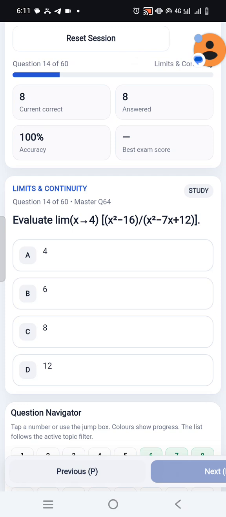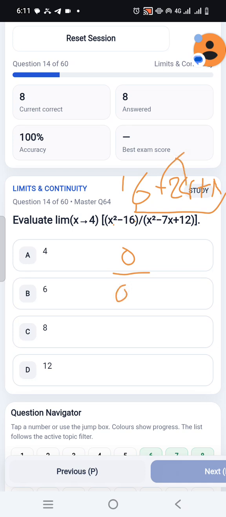So the numerator and the denominator, let me try it. 4 squared minus 16, that is 16 minus 16, which is 0. So x squared is 4 squared, that is 16, minus 7 times 4 will give me 28, then plus 12. So 16 plus 12 is going to give me 28. Yeah, so this middle term is also 28. So that is 0 over 0.